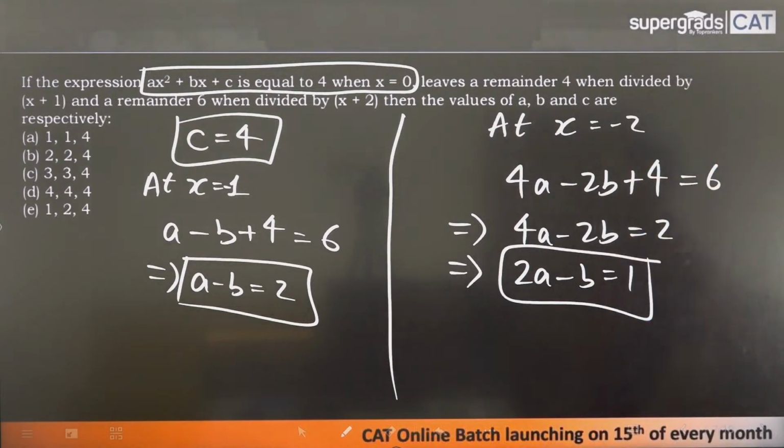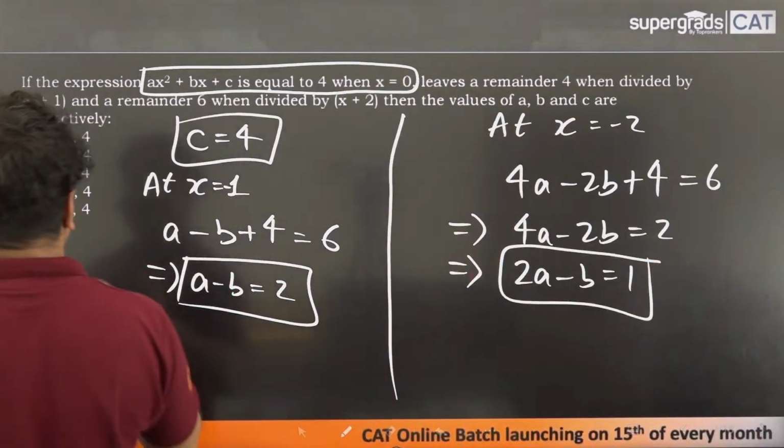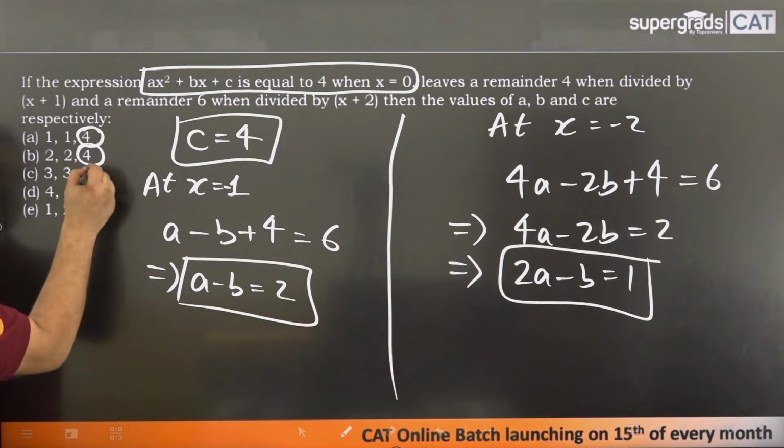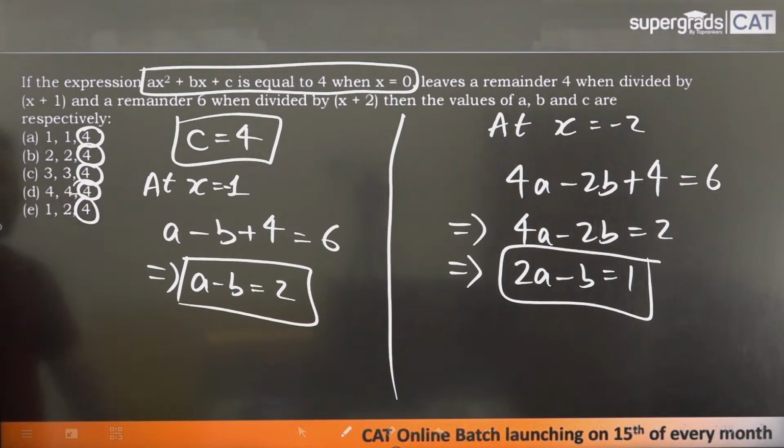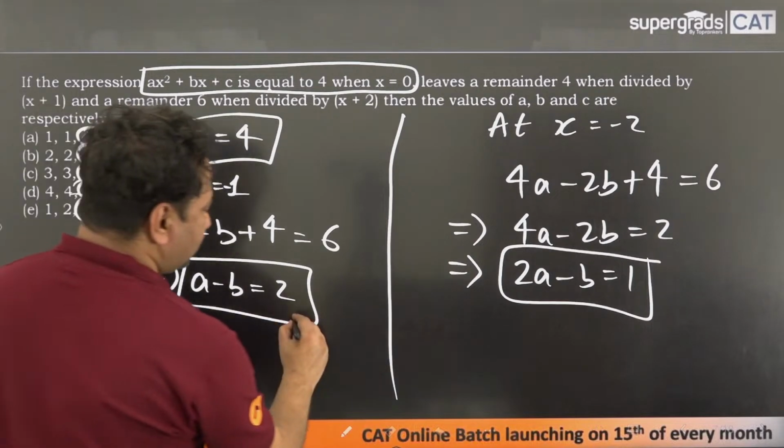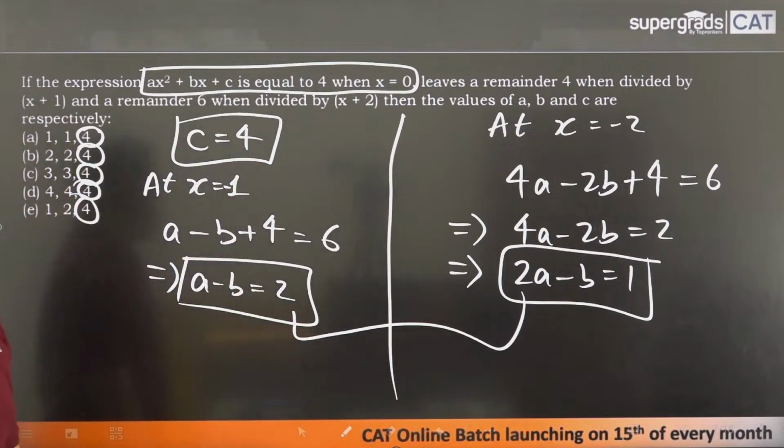इतनी चीजें हैं हमारे पास. C तो 4 है. अब C तो 4 हर किसी में है. In all the options we have C as 4. Not helping. But we have these two, which can be solved to get the values of A and B.